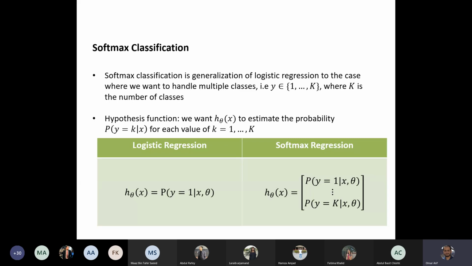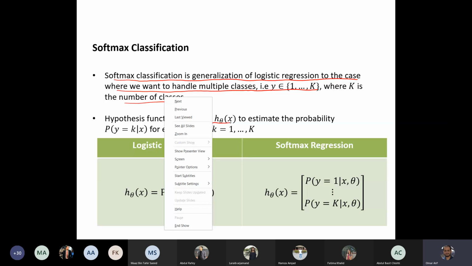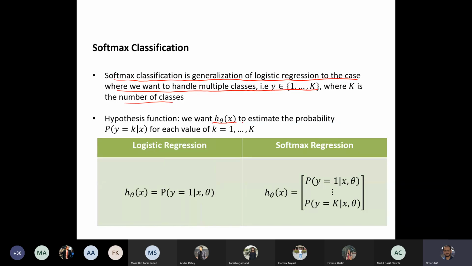So how do we approach multi-class classification? Softmax classification is the generalization of logistic regression to the case where we want to handle multiple classes. That is why the label y will now be from 1 to k, where k is the number of classes that you have. We want the hypothesis function to estimate the probability for each value of y from 1 to k.